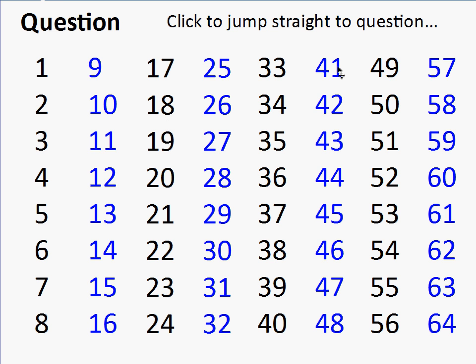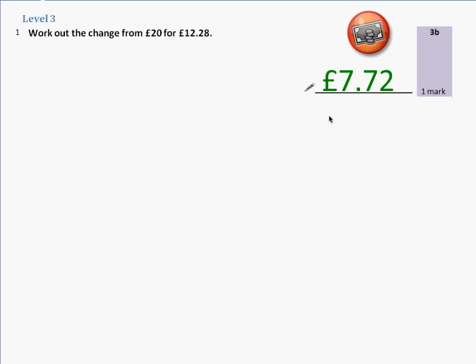Okay, well, let's begin at question 1. Work out the change from £20 for £12.28. So the answer's already written there, £7.72. How did I get that? It's a subtraction problem because we're talking about the change, and £20 is the number we pay with, and we take away £12.28.